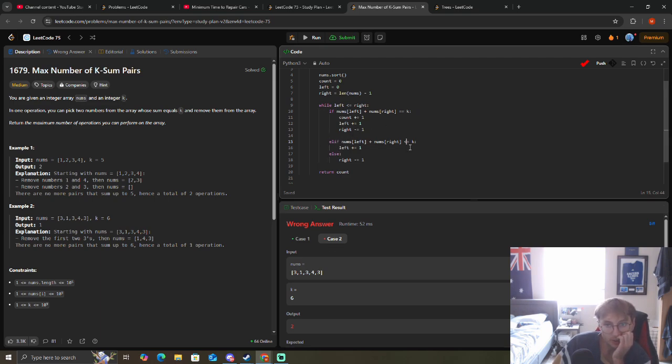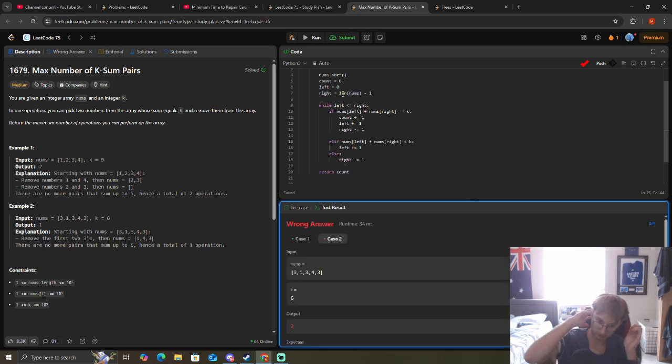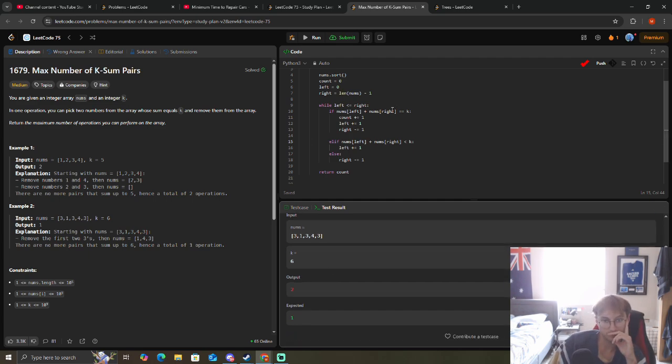Wow, why are we checking equal here? It should be less than. Because if they're equal, then we want to run this one, not the other one. Okay, then we go inside here. 1 and 4. Well, if 1 and 4 is 5, so if 5 is less than 6, then we want to increment right. We want more.